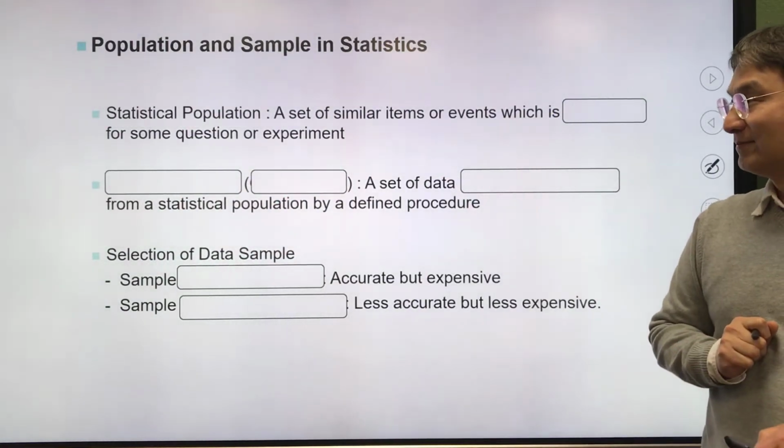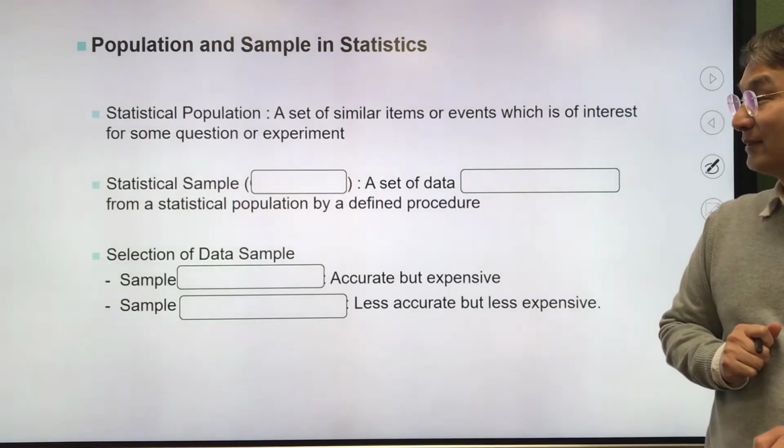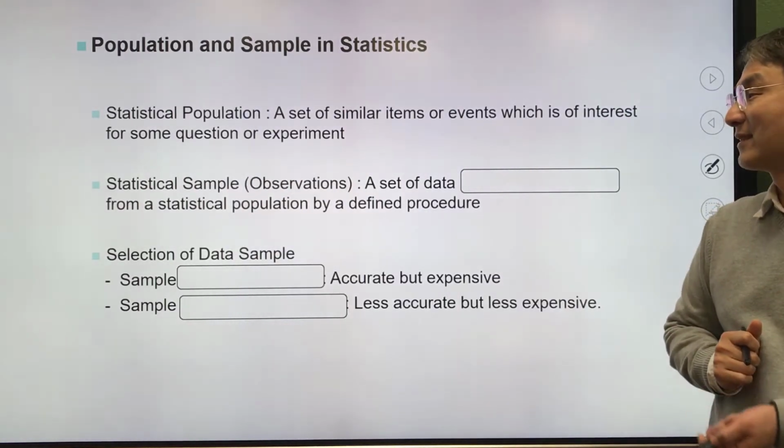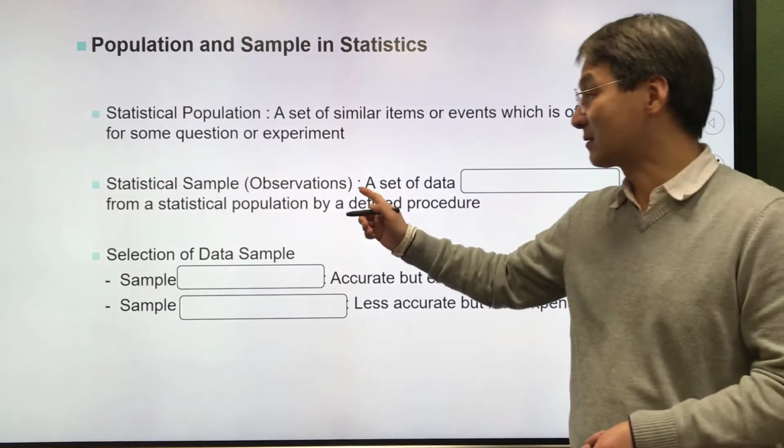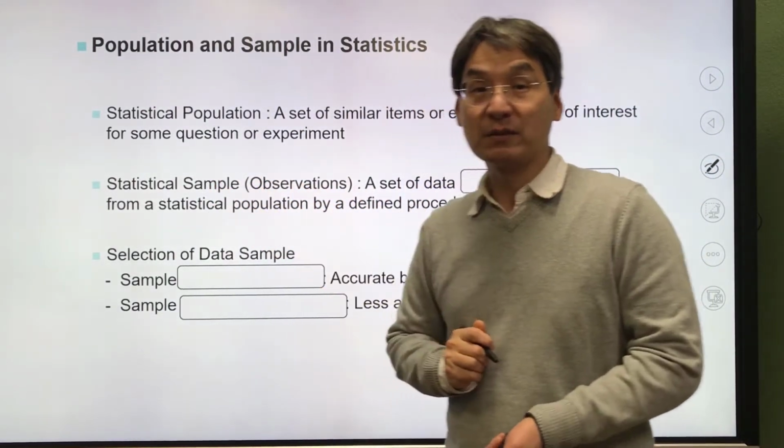So population, this is our target. We are using a sample instead to save money and time. Now let me give you an example to know the difference between the sample and observations.